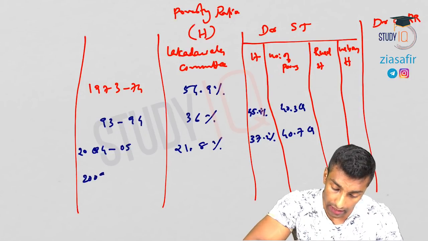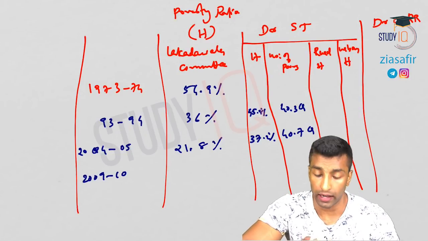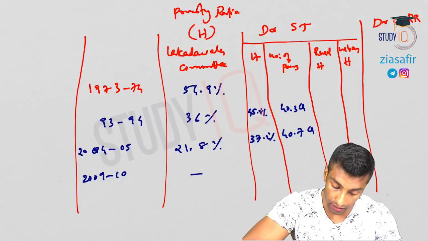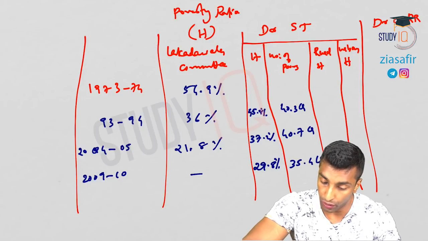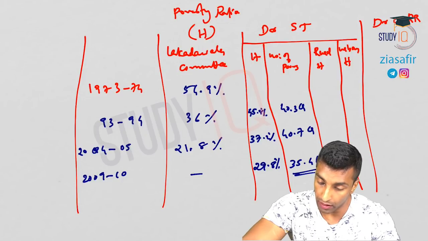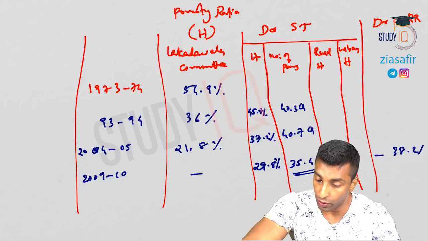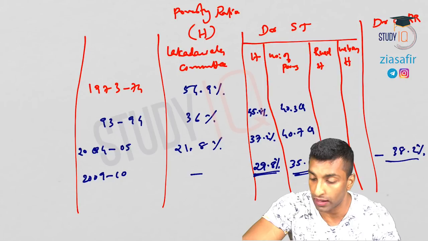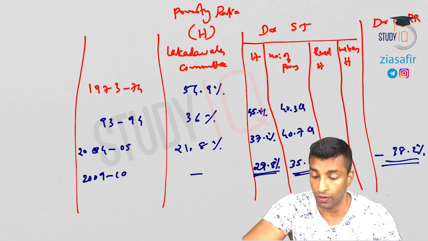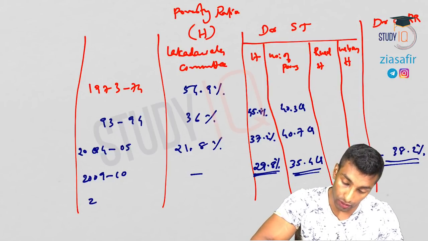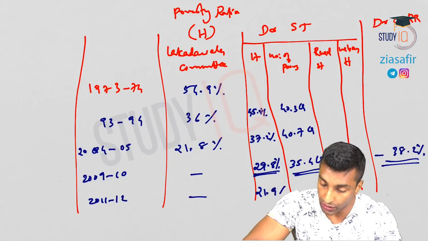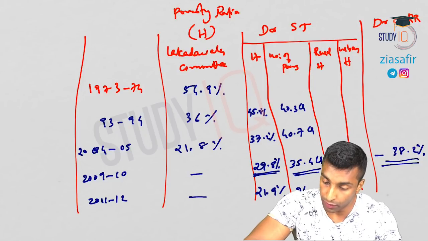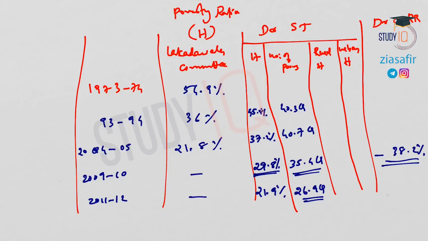2009-10. Now we are done away with the Lakadwala committee, so we will not be writing here. So here Suresh Tendulkar 29.8% and 35.4 crore people are poor. As per Rangarajan, 38.2%. So this is 29.8, this is 38.2. Obviously it will be high, because criteria is different. Then 2011-12, the latest, that is 21.9% and 26.9 crore people are poor.